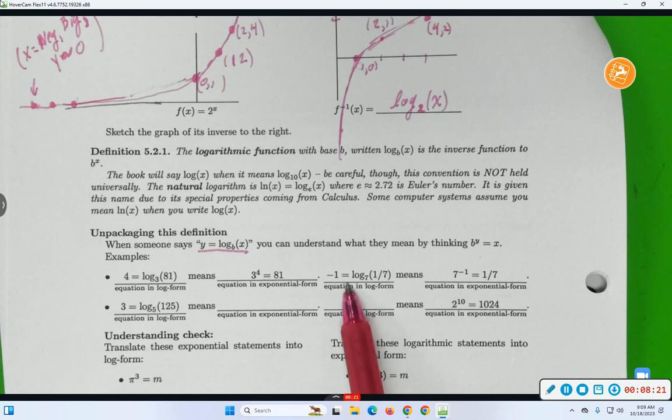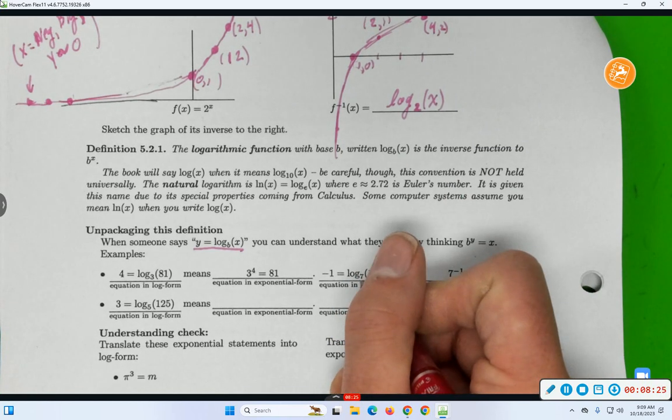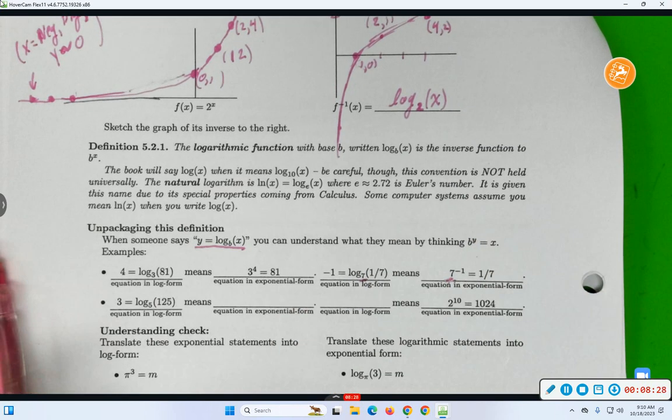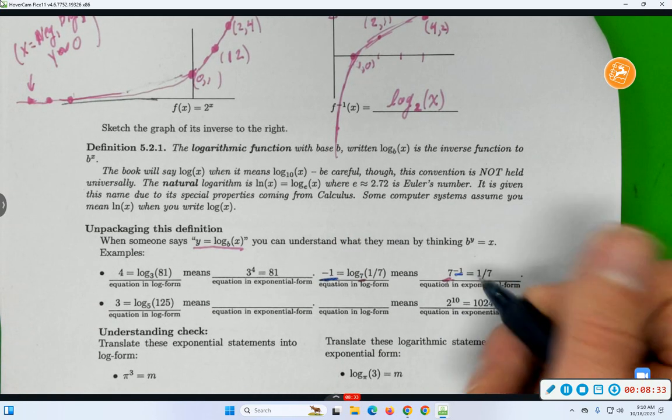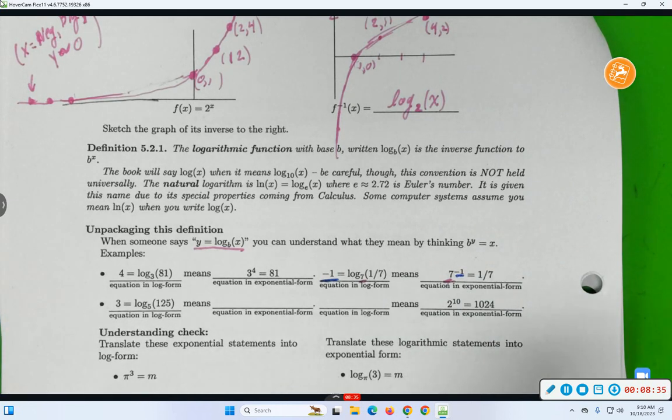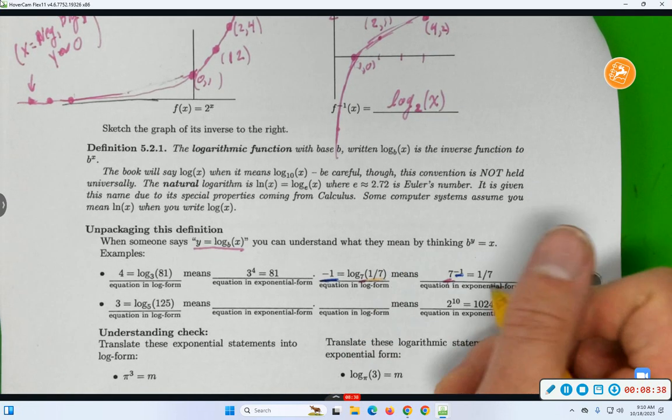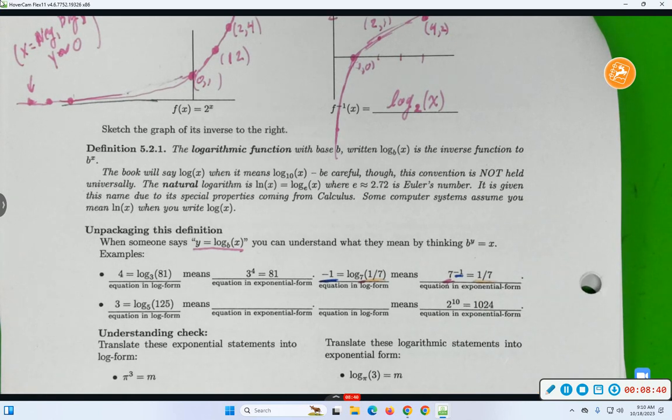If someone says -1 is equal to the log base 7 of 1 over 7, what that means is the base 7 raised to the power -1 is equal to the thing inside of the log, 1 over 7. And again, let's just ask ourselves, is 7 to the -1 equal to 1 over 7? Yeah, that's what raising to the -1 means. So, log base 7 of 1 over 7 is in fact -1. Do this bit of translation.